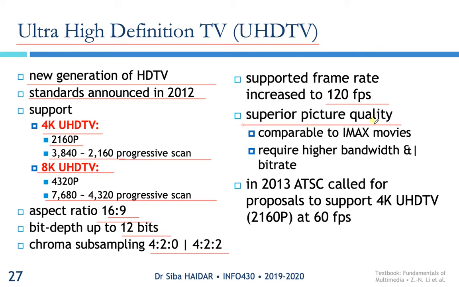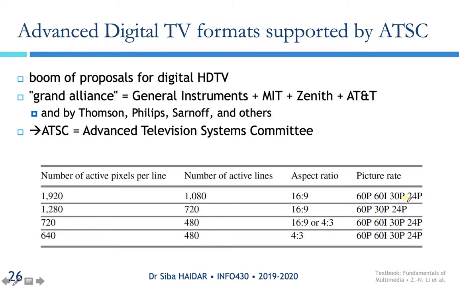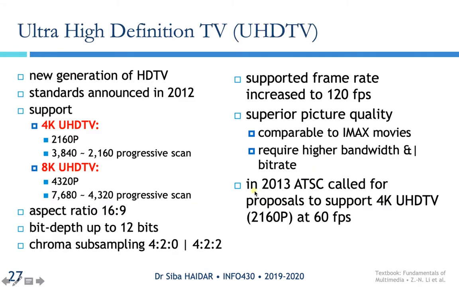And we have a superior image quality comparable to IMAX movies, which requires a higher bandwidth and of course a higher bitrate. In 2013, the ATSC that we just mentioned called for proposals to support the first scheme, the 4K UHD TV, which is 2160p at 60 frames per second for a first start.